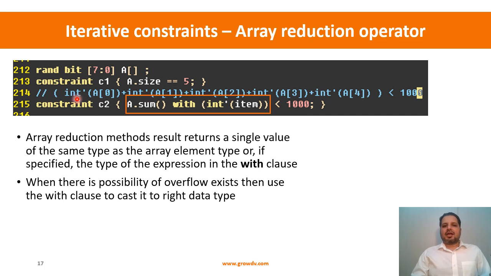So I'm saying static casted int of a0 plus static casted int of a1 and so on and so forth up to static casted int of a4. So all the elements are casted to int, and hence the return sum will also be of the type int, and int, as you know, holds up to 32 bits, so there is no overflow problem. So this way you can solve the possibility of overflow using the with iterator.